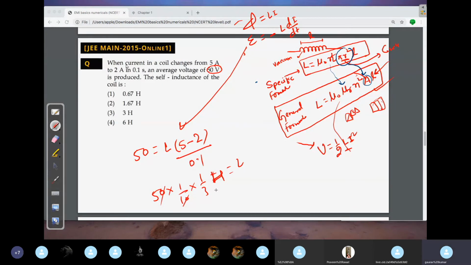5 by 3 is 1.67. Yes, this is what you get. Okay, 1.67 Henry is the L value. A very, very easy question. You can see here, right? It's the same question as the previous one. It is a straight question. Whenever EMF is given to you, use this formula: EMF equals minus L change in current by change in time. I'm removing the minus because I'm just looking for the value of L. So I will get the answer for the question. As simple as this, right? Easy question.